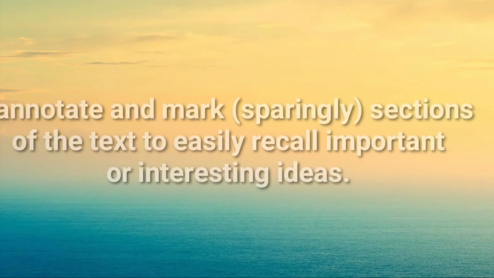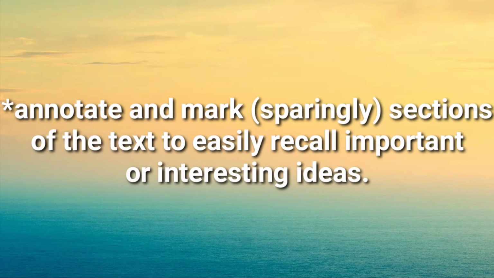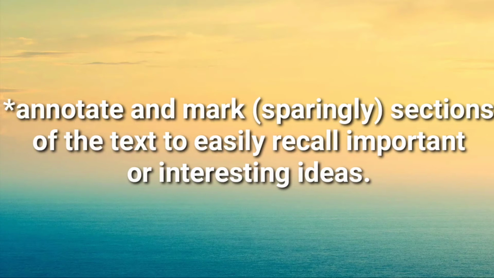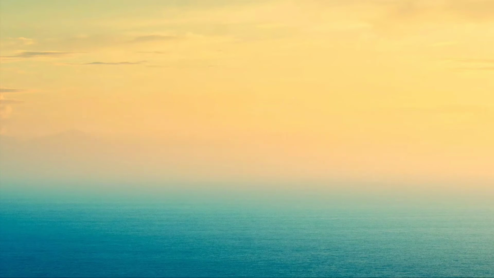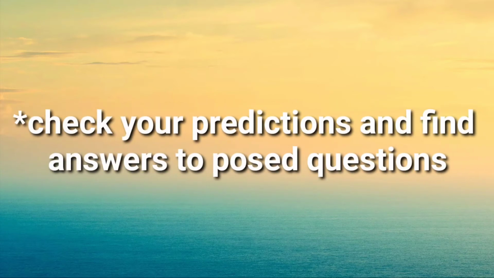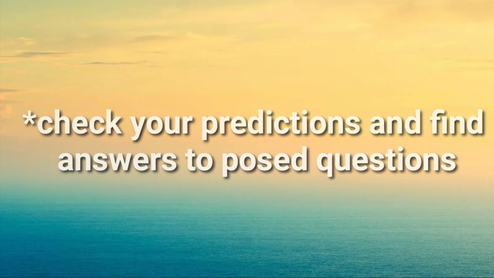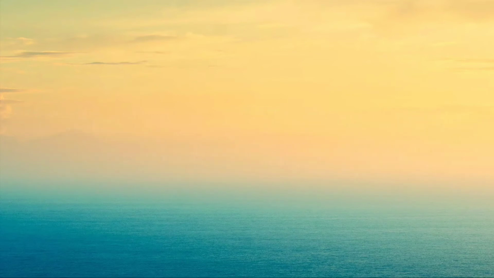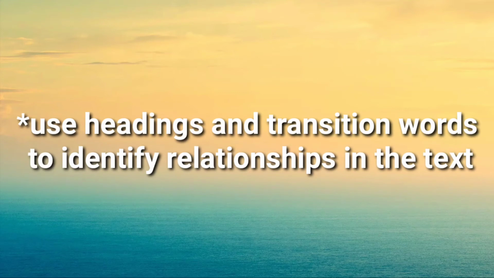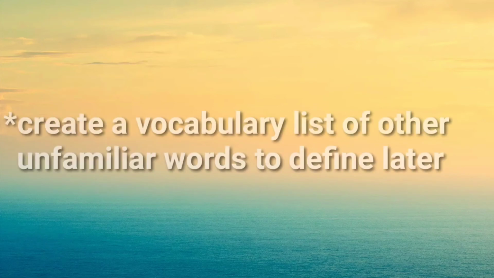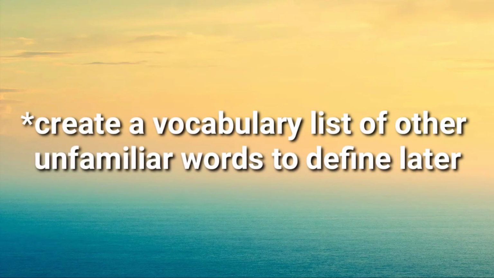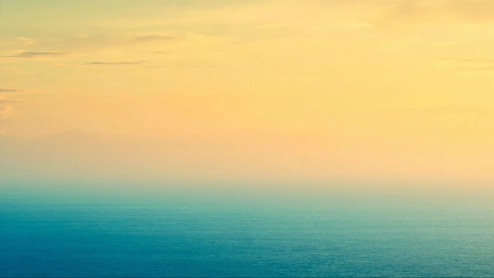During reading, you should annotate and mark sparingly sections of the text to easily recall important or interesting ideas. Second, you should check your predictions and find answers to posed questions. Third, use headings and transition words to identify relationships in the text. Fourth, create a vocabulary list of other unfamiliar words to define later.